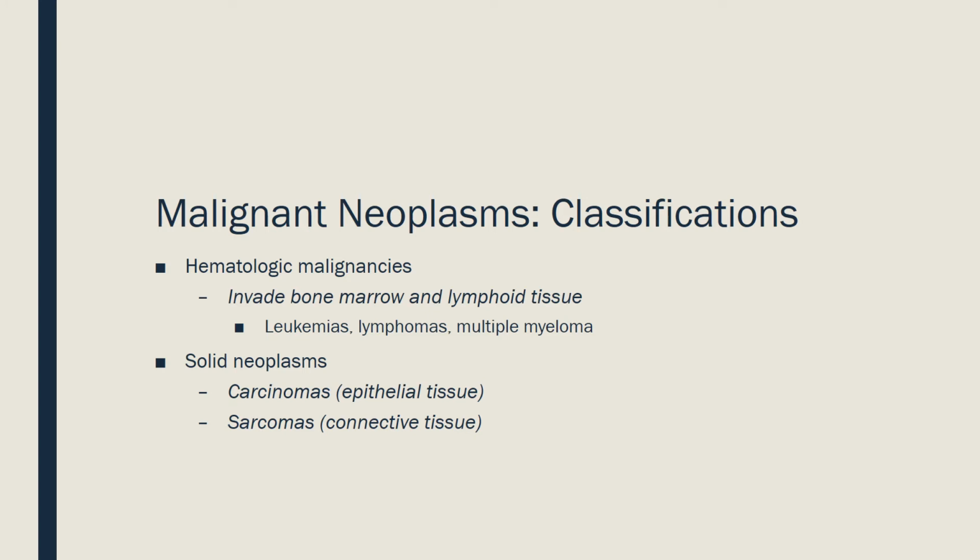We know that there are hematological types of cancers. That's where the bone marrow is invaded and the lymph tissue. So leukemia, lymphoma, and multiple myeloma. Multiple myeloma is of the bone marrow, the cancer of the bone marrow. Or there's solid tumors or neoplasms. Carcinomas are of the epithelial tissue, and sarcomas are of the connective tissue.